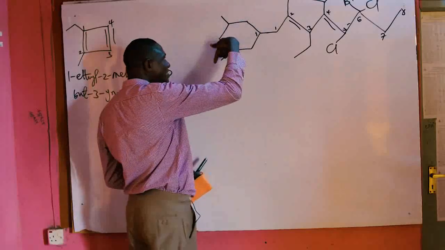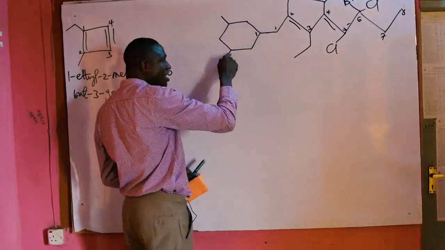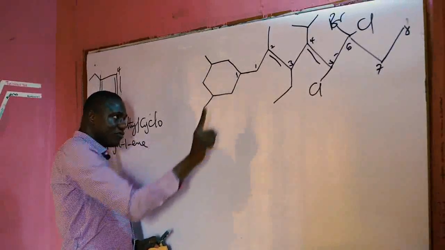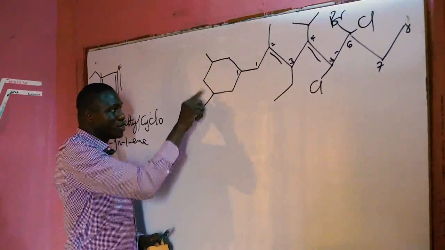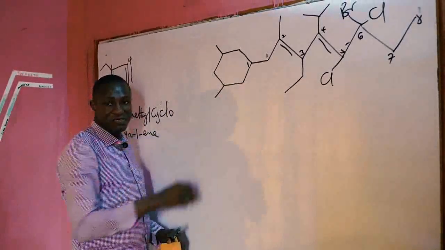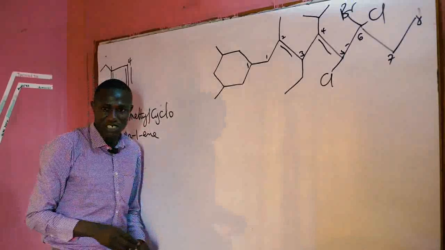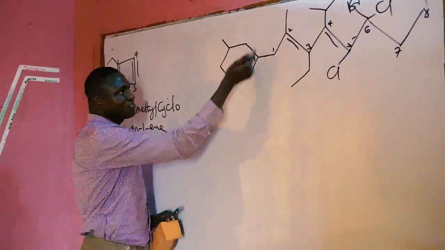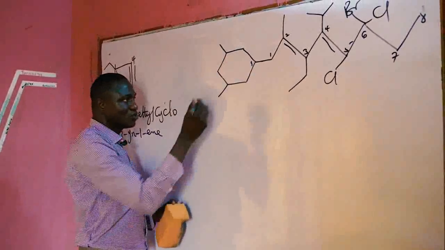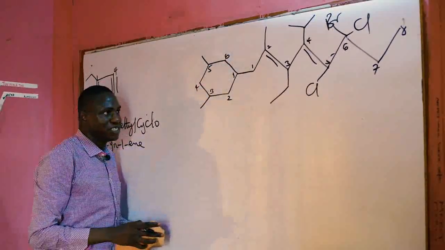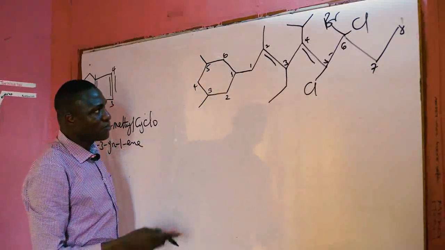Now, if you go clockwise, this will be 2, 3, and 5. The two methyl groups are on carbon 3 and 5. If you go anticlockwise, you still have 3 and 5 as the positions of those two methyl groups. But assuming this methyl group is here, definitely you have to follow this direction. Whichever direction you follow, the position of the methyl groups remains the same. So how do we name this compound?